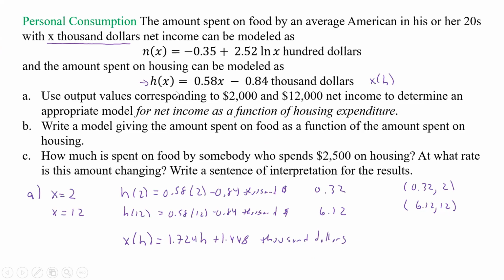Then what we're supposed to do is find the food cost based on the housing cost there. So n of x of h. We plug our x of h into the n, so we're using this equation plugged into up here. When we do that, we get negative 0.35 plus 2.52 ln of 1.724h plus 1.448, and this was in $100.